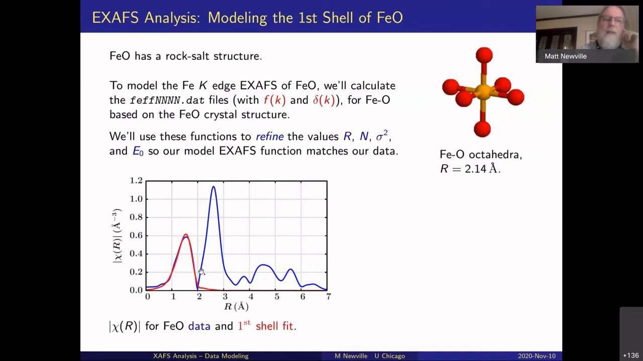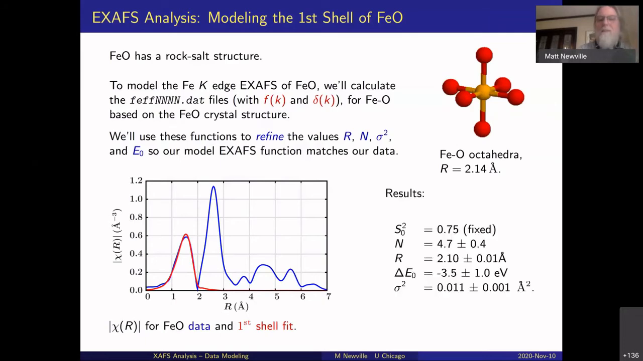So I did a calculation. I have the feff0001.dat file, and that is F and delta, and that's the best fit to the amplitude, or it's the best fit, and that's the amplitude shown. For this, I just fixed S0 squared of 0.75. Whether that's right or not, I get a coordination number of 4.7 plus or minus a half, so about 5. So maybe a little low, but not terribly low. R is 2.10, which is also a little low, not terribly low. And then an E0 and a sigma squared that are in the range of what I would call reasonable. So that's not a bad fit.